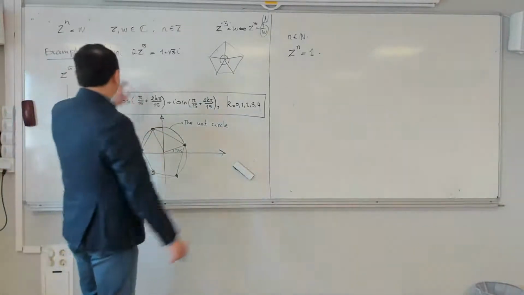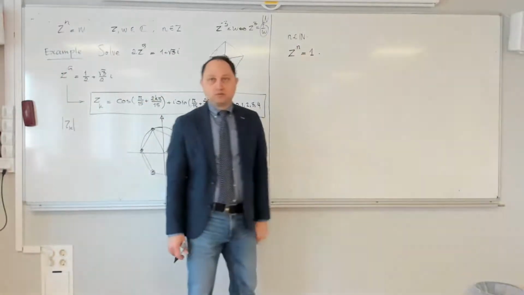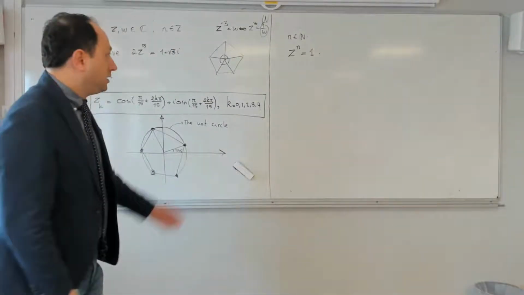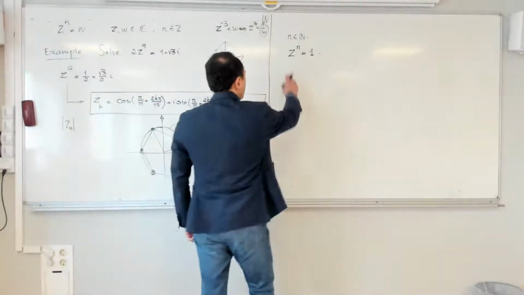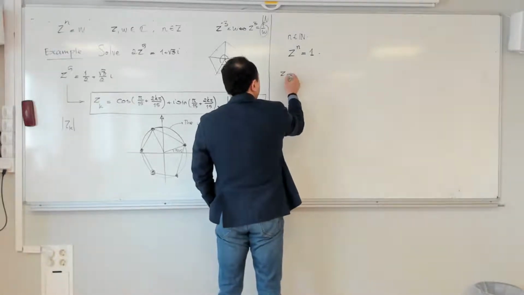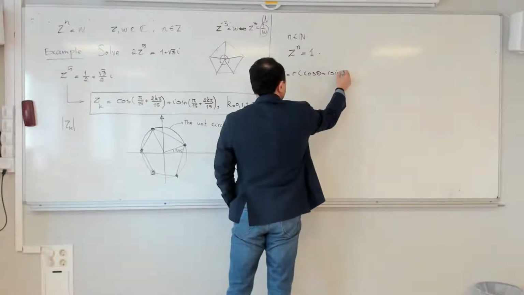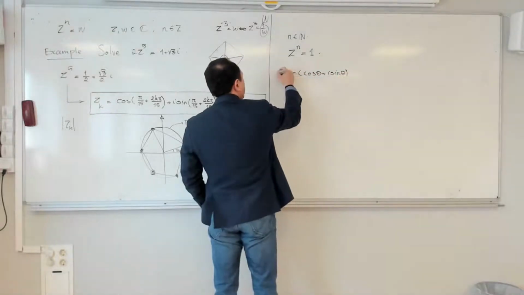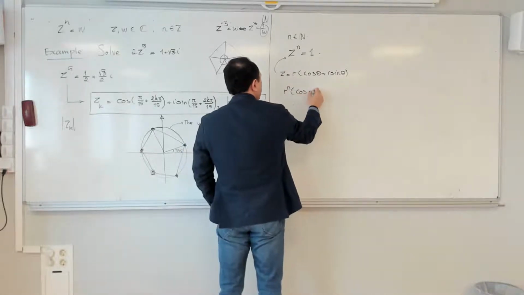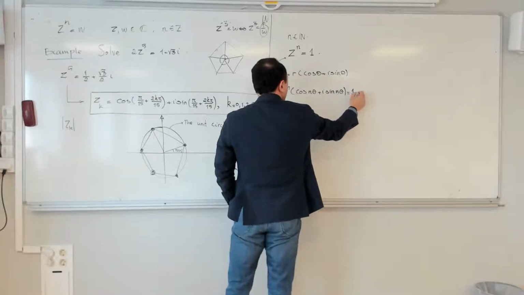Because if you go to the set of complex numbers, an equation of this form has exactly n roots, regardless of whether n is even or odd. But let us discover them. So how do we discover them? We say that Z is equal to R times cosine theta plus i sine theta. And then I put it back into this equation, so it becomes R to the n times cosine n theta plus i sine n theta is equal to 1.